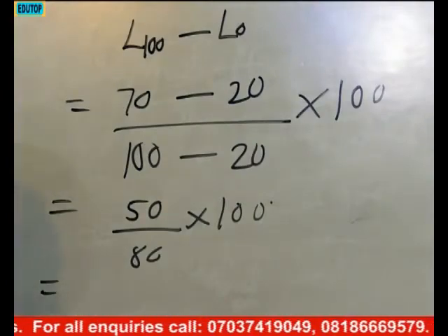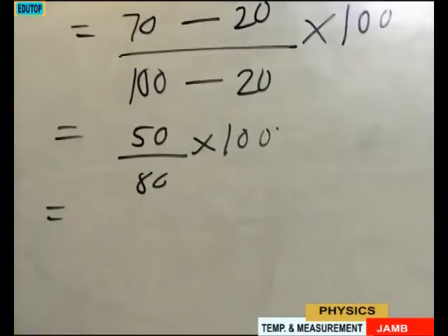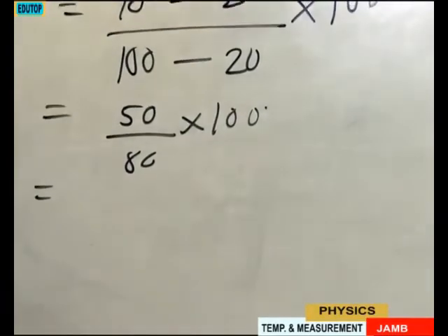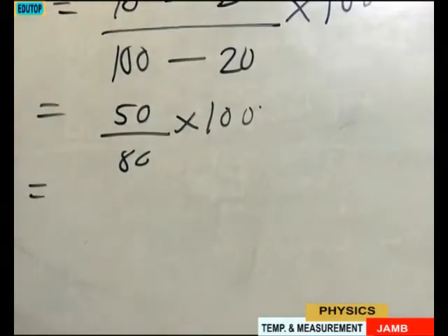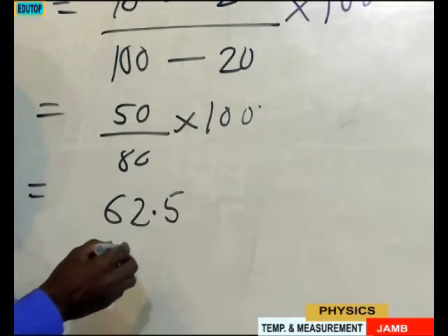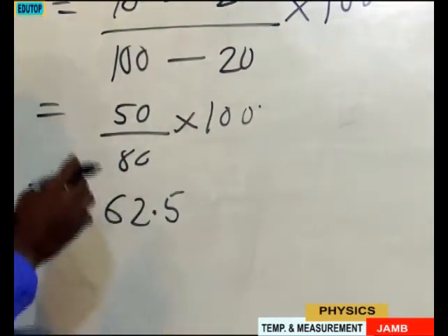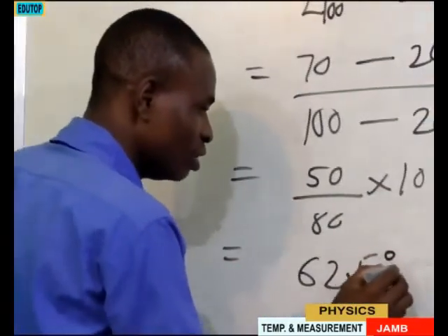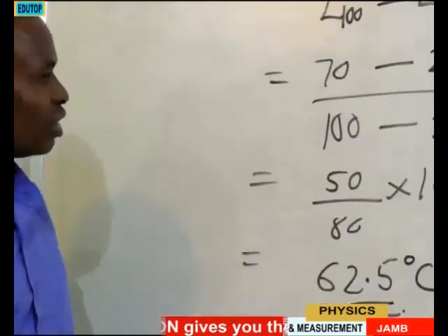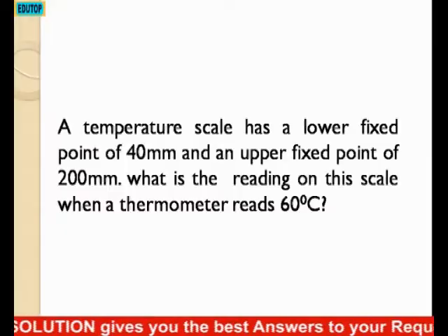And if we try to evaluate this, you can just multiply 50 times 100 all divided by 80. And what we are having there is 62.5. Okay? And if we look at that question, it's in degrees Celsius. That's the value: 62.5 degrees Celsius. Question number 2.